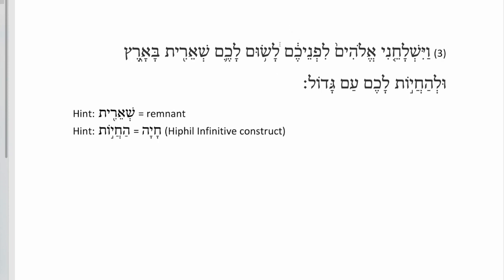Lasum, so remember my thing about lameds stuck onto verbs. So this is an infinitive construct, to preserve, lachem, for you, she'erit, which I parsed here, I just define it for you, the remnant. So to preserve for you a remnant, ba'aretz, in the land. So there's going to be this massive famine, but Joseph is sent down there by God in order to create the conditions for life.